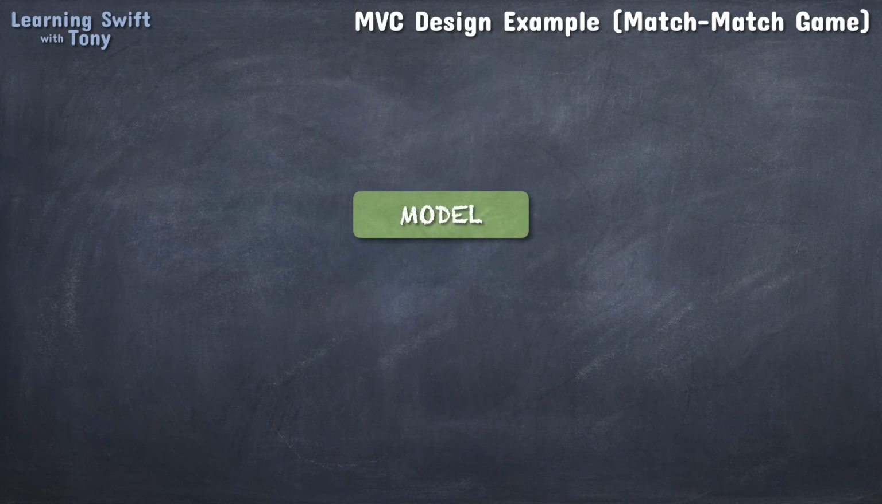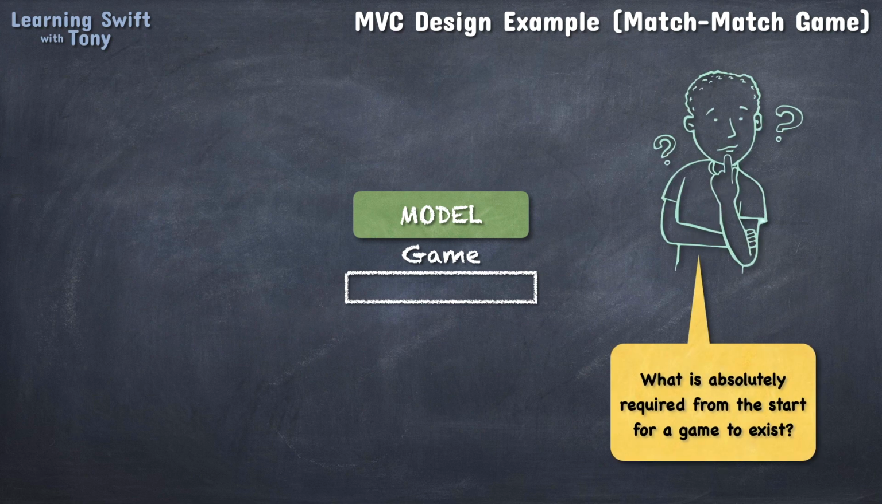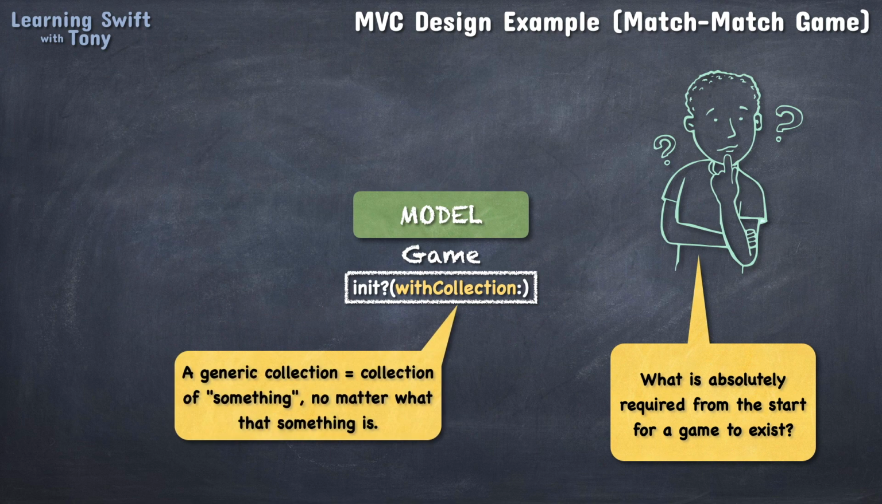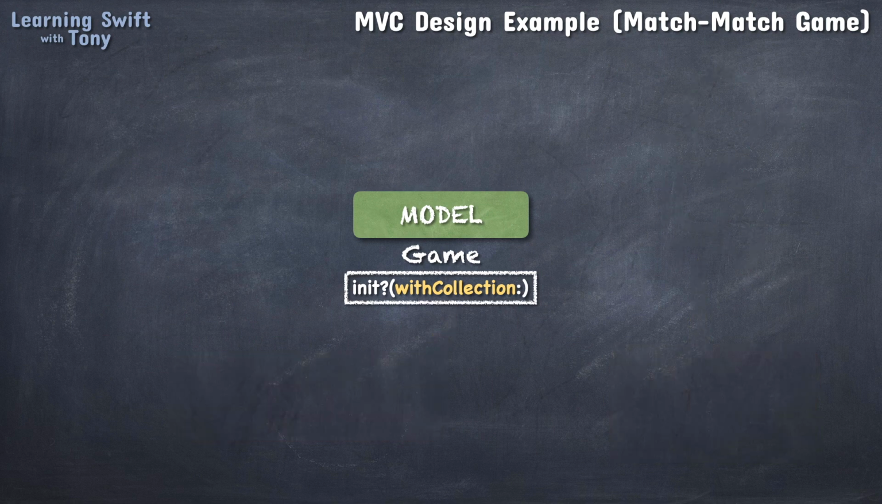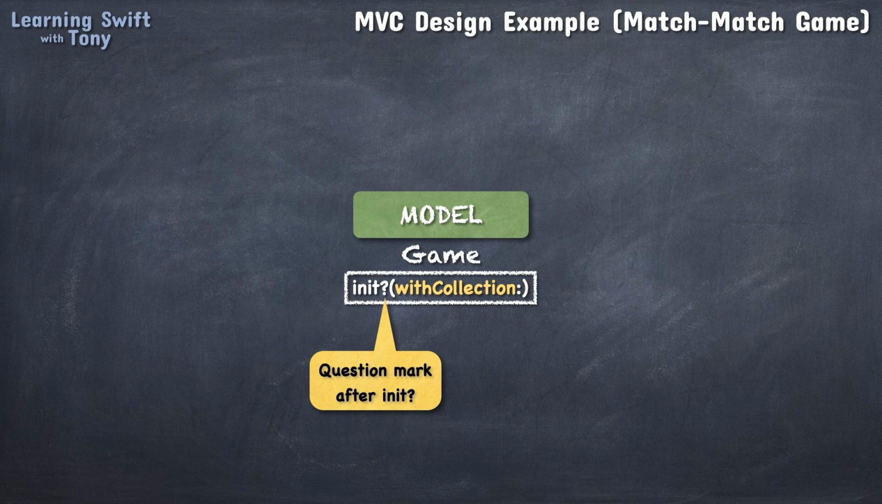Let's start by designing the model first. The model will incorporate both the data and the logic of the app. Let's call it simply Game. The first thing we need to come up with is an initializer, and we need to decide on what this game will require from the start in order to exist as a game. I came up with this init(collection), where the collection can be a generic collection, meaning a collection of anything at all. It will not matter to the game the type of the elements in this collection, as long as all the elements are of the same type. Working with generic types can be very powerful. Please note this question mark written after the init. What is up with that?